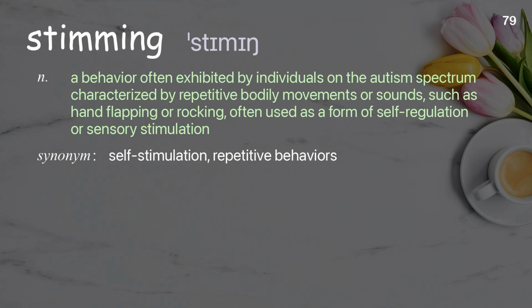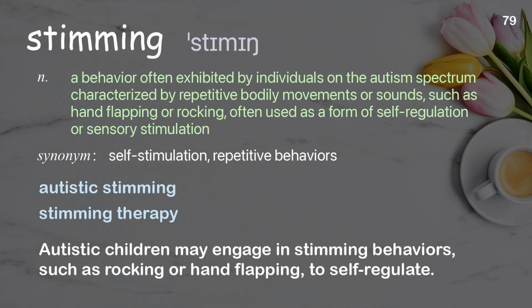Stimming: a behavior often exhibited by individuals on the autism spectrum, characterized by repetitive bodily movements or sounds, such as hand flapping or rocking, often used as a form of self-regulation or sensory stimulation. Examples: autistic stimming, stimming therapy. Autistic children may engage in stimming behaviors, such as rocking or hand flapping, to self-regulate.